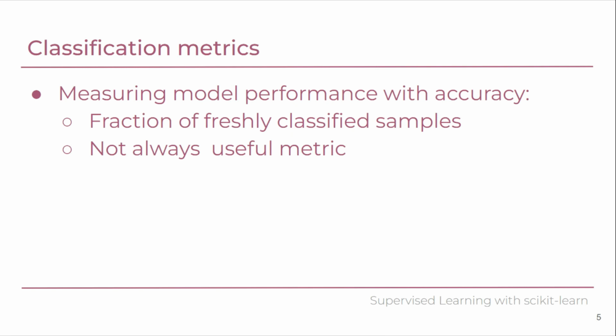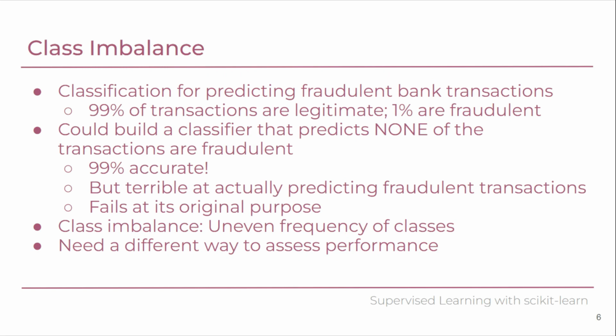Thinking back to classification problems, recall that we can use accuracy, the fraction of correctly classified labels, to measure model performance. However, accuracy is not always a useful metric. Consider a model for predicting whether a bank transaction is fraudulent, where only 1% of transactions are actually fraudulent. We could build a model that classifies every transaction as legitimate. This model would have an accuracy of 99%. However, it does a terrible job of actually predicting fraud, so it fails at its original purpose.